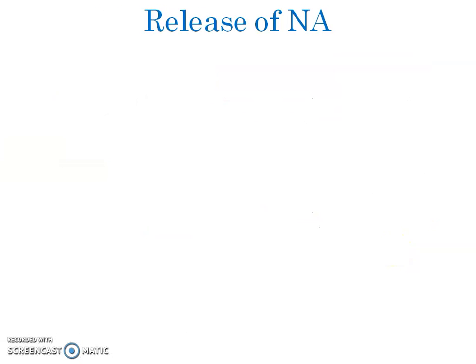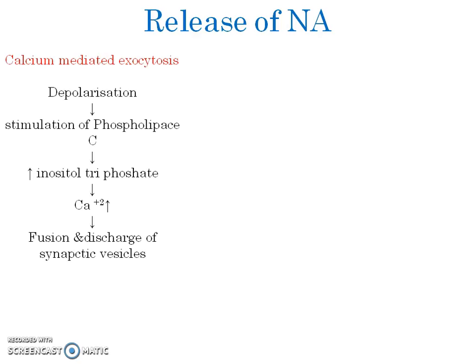And now, how is this released? As I've said, it has to be released from the storage granule for transmission. That is, now you are in a fight mode. The eye has to show pupil dilation. What is the stimulus for this? The brain has to send the signals. So how that stimulus is sent at the cellular level is what is depicted here. The main process is calcium mediated exocytosis, which is the main principle in the release of noradrenaline.